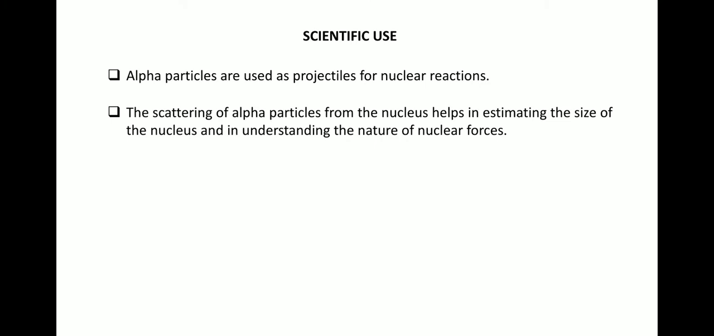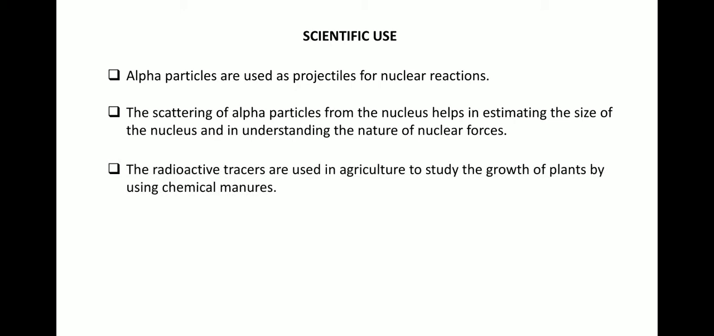The scientific use. Alpha particles are used as projectiles for nuclear reactions. The scattering of alpha particles from the nucleus helps in estimating the size of the nucleus and in understanding the nature of nuclear forces. The radioactive tracers are used in agriculture to study the growth of plants by using chemical manures.